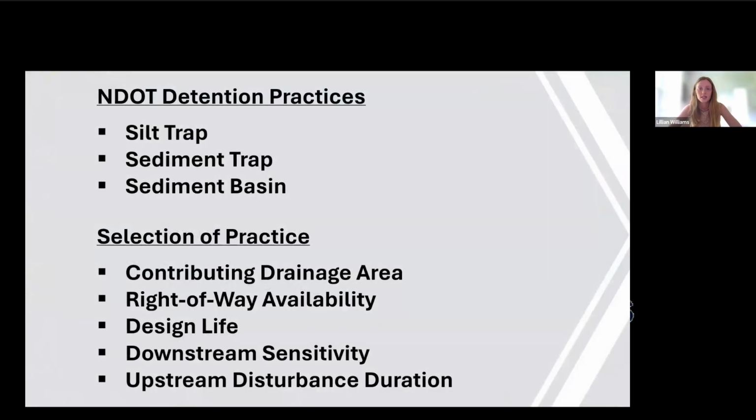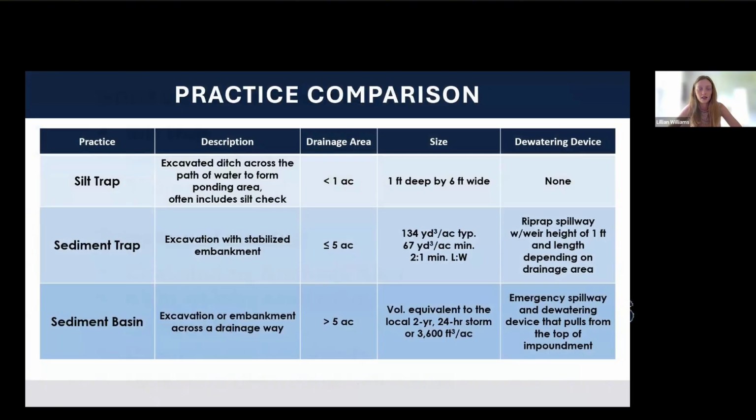So the detention practices that Nebraska employs are the silt trap, sediment trap, and sediment basin. These practices are selected based off of the contributing drainage area of your construction site, right-of-way availability, design life, so how long you want it to last, downstream sensitivity, and upstream disturbance duration. So those are some of the factors.